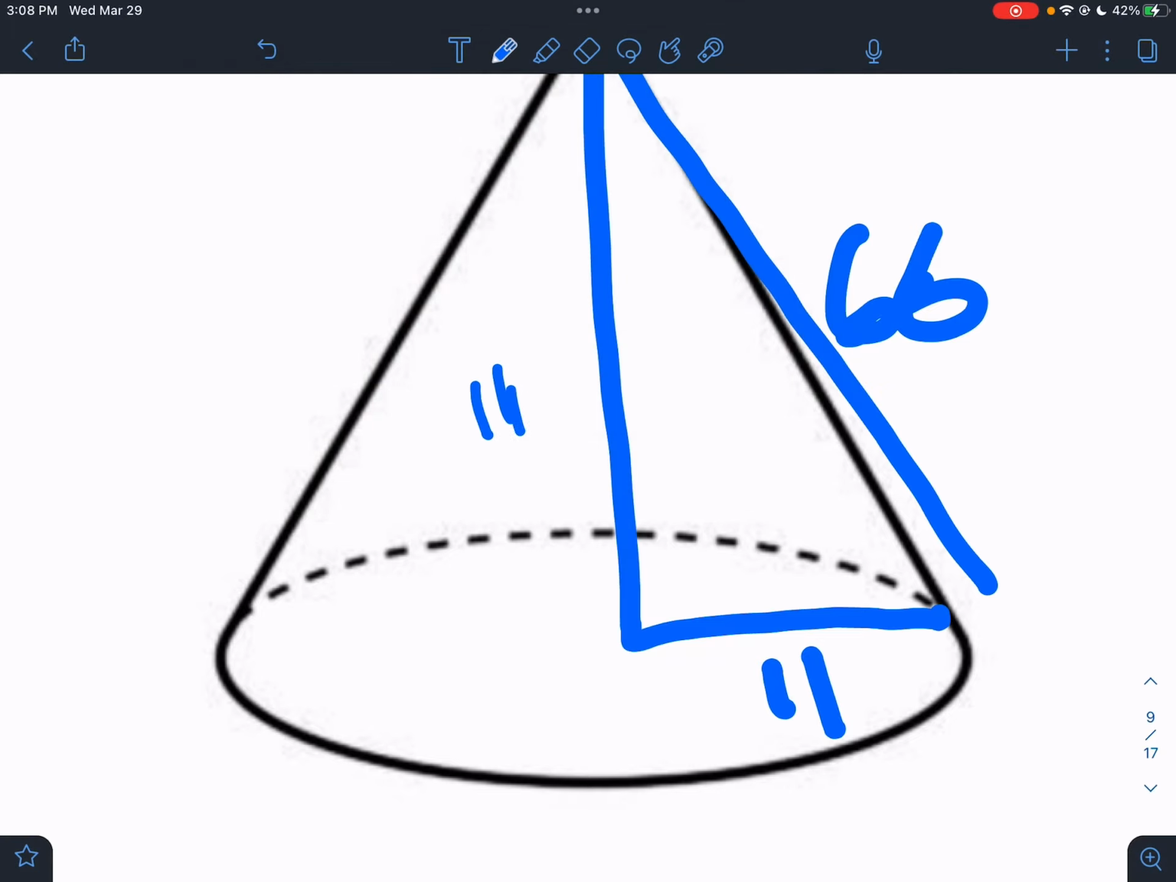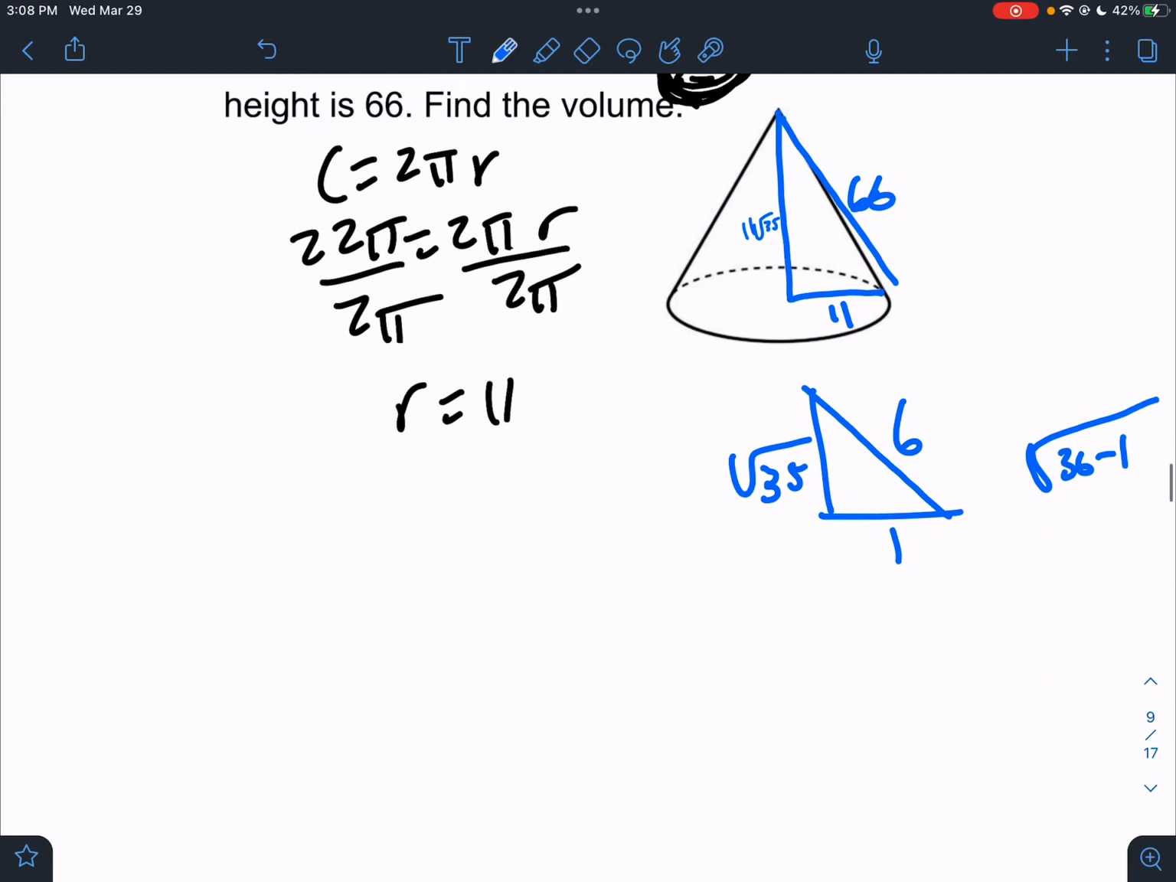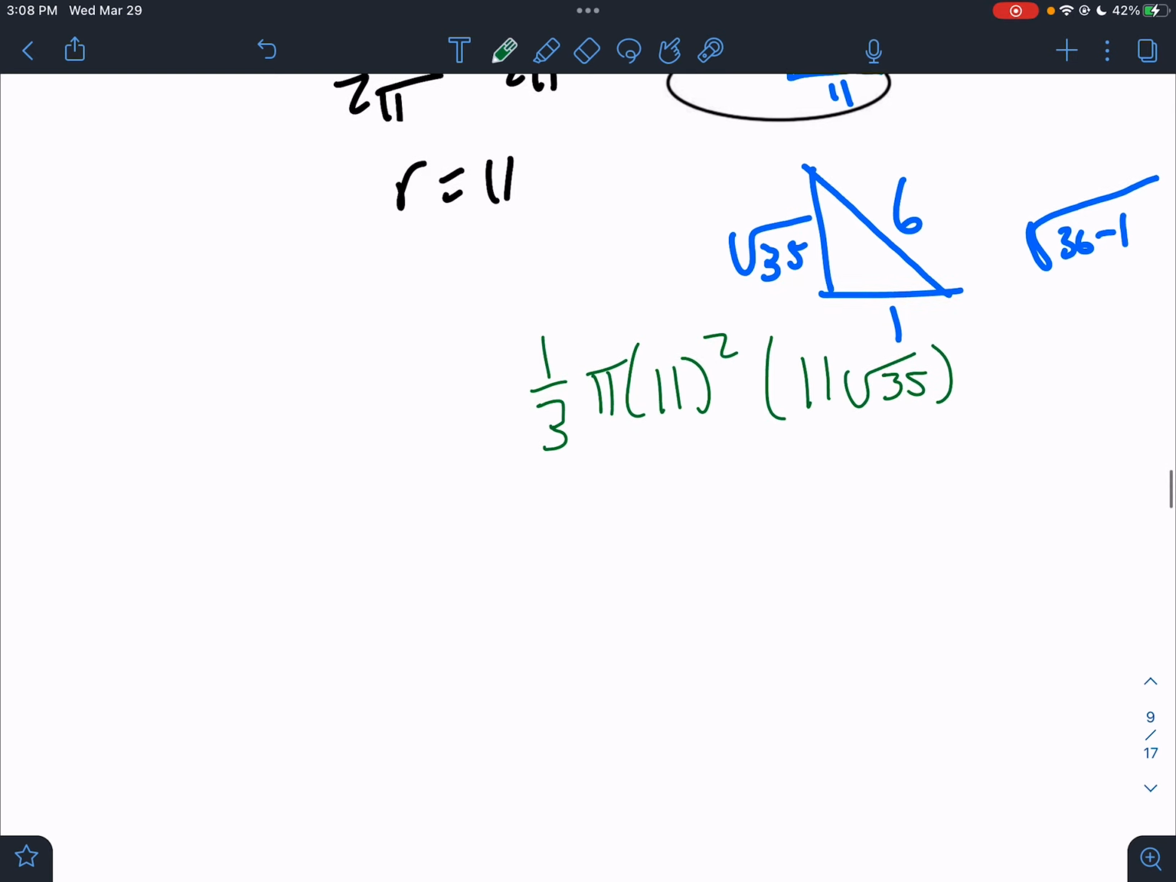That's 11 root 35. Okay. So our actual problem is going to be 1/3 pi times the radius squared times the height, 11 root 35. So this would be 121 times 11 root 35 divided by 3. 121 times 11. Here's a little trick.